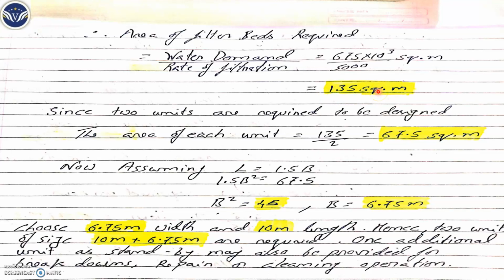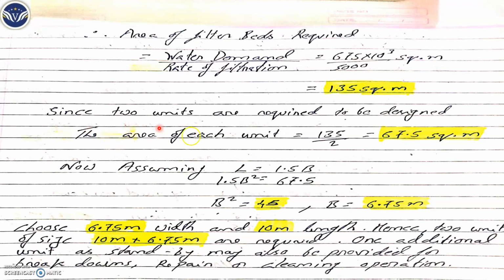So since we are keeping, we need to design two sets of units, because in case one breaks down or one is taken out for serviceability like cleaning and all, the other should run. There should not be an interruption of water supply. So we need to design it for two sets.